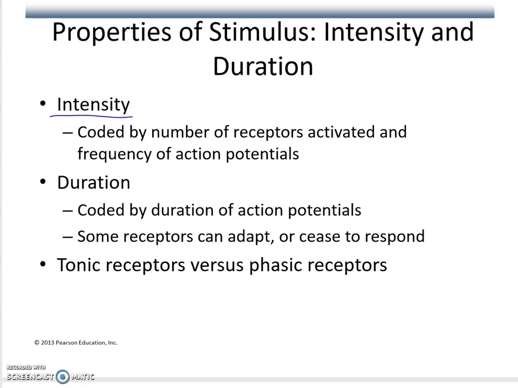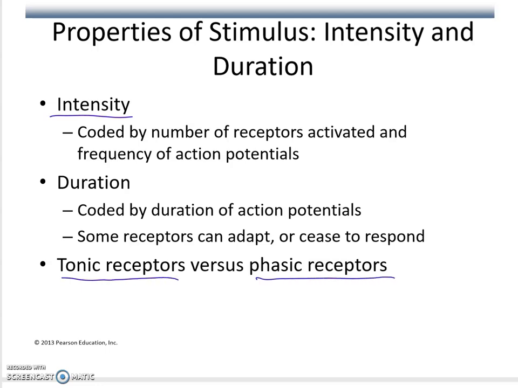Continuing our discussion here of the sensory system, how intensity and duration is encoded. So again, intensity is encoded by amount of action potentials, how many are being fired, and duration is, well, how long these action potentials are being fired. There are two different types of the duration encoding, and that will be tonic receptors versus phasic receptors.